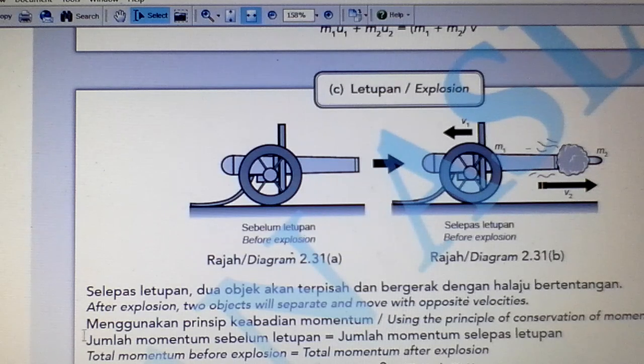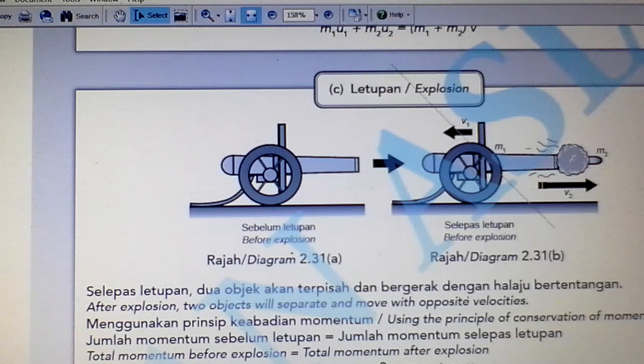So we can write it this way. Total momentum before the explosion is 0, because the cannon and cannonball are both at rest before the collision. After the explosion, it is the momentum of the cannonball plus the momentum of the cannon. So we have m1 v1 plus m2 v2.